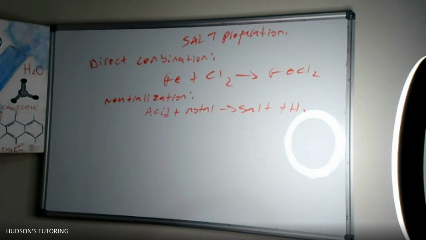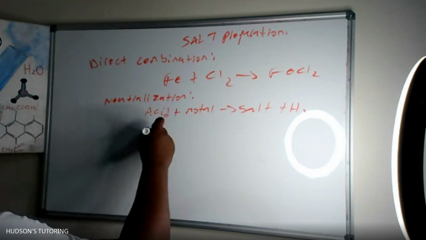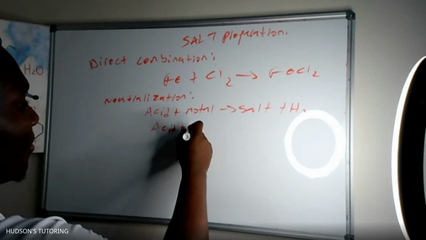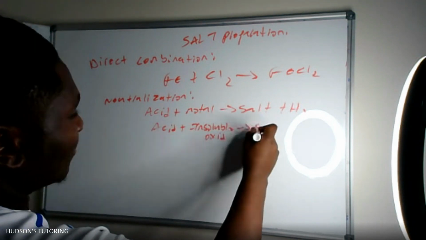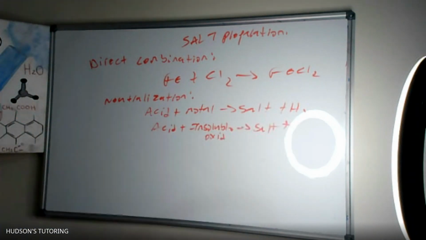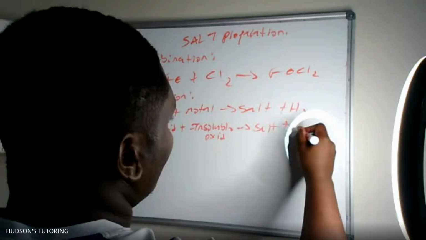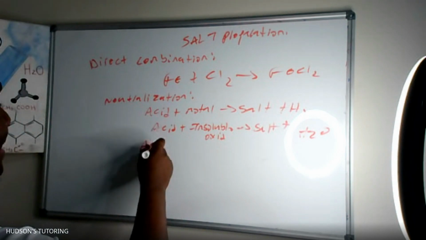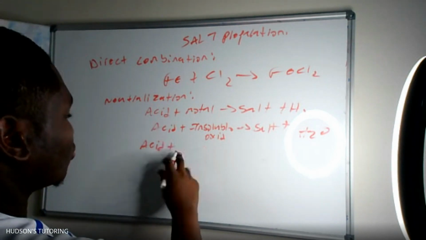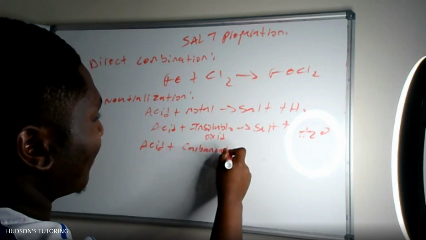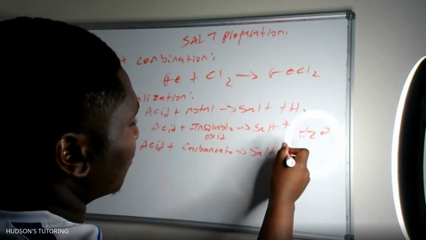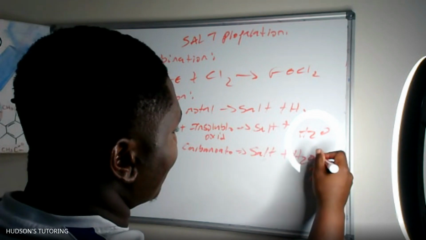We can also have an acid and an insoluble oxide reacting, and that's going to form salt and water. Then we're going to have an acid and carbonate, and that's going to form salt, water, and carbon dioxide.